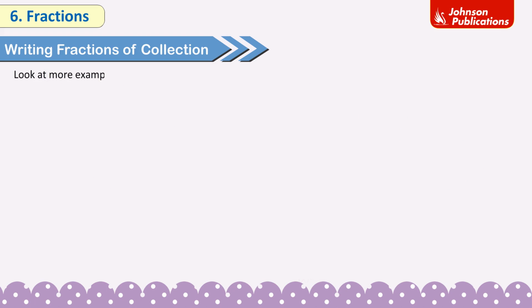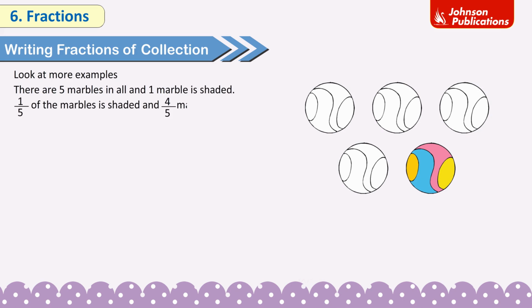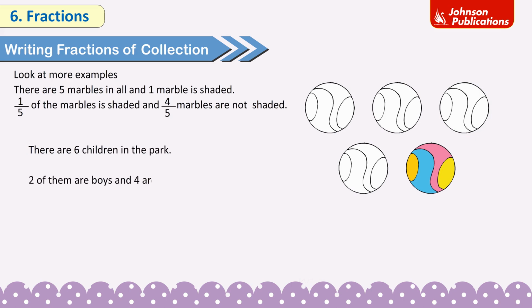Look at more examples. There are 5 marbles in all and 1 marble is shaded. 1 upon 5 of the marbles are shaded and 4 upon 5 marbles are not shaded. There are 6 children in the park. 2 of them are boys and 4 are girls. 2 upon 6 of the children are boys. 4 upon 6 children are girls.